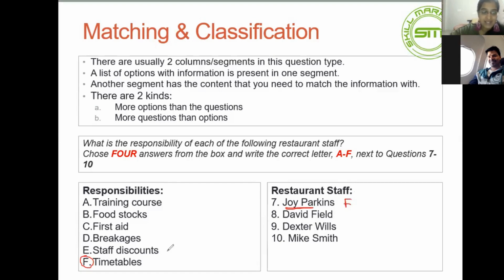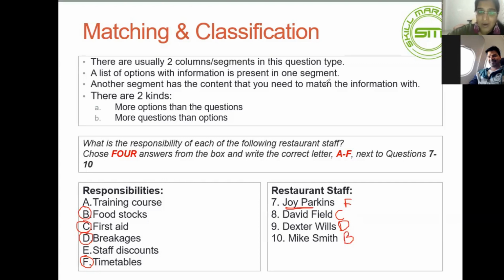David Field, she says, even if you have a minor injury, you must go to him and get first aid. Very clear. So the answer, David Field, is C. Dexter Wills, she says, anything you break, be it a plate or anything you smash, you need to tell him no matter what. So the answer is D. And Mike Smith looks after the food stock, all the perishables. So the answer is B. All right. Is it clear, everyone?